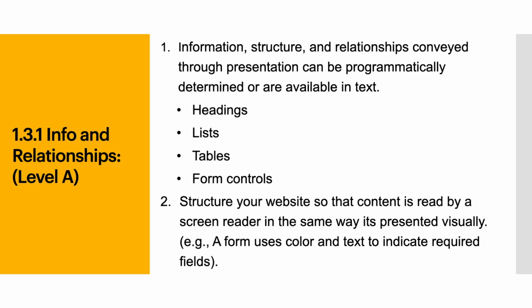The next is 1.3.1 Info and Relationships, level A. Ensuring that information, structure, and relationships are programmatically determinable is crucial for accessibility. This WCAG success criterion requires that content structured visually, such as headings, lists, tables, and form controls, must also be correctly structured in the underlying code so that assistive technologies can interpret them properly.